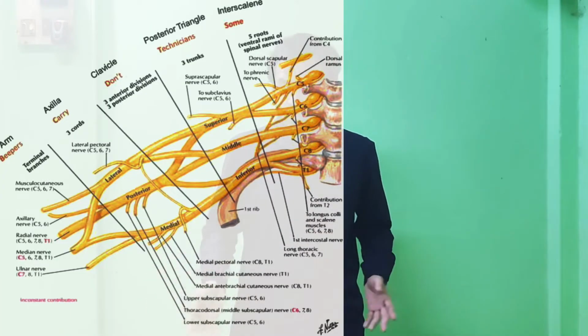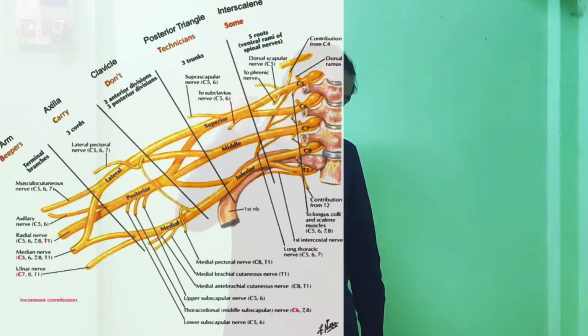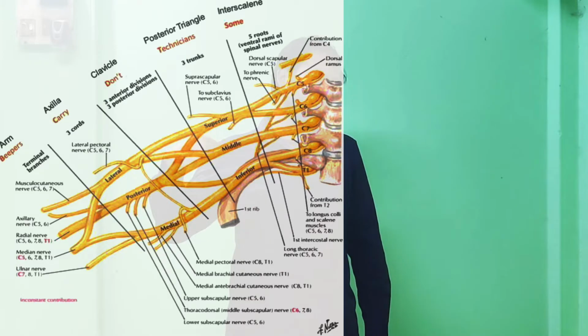So now I am talking about this photo. As you can see in this photo, this is a photo of the brachial plexus. As you know, this brachial plexus forms from the C5 spinal nerve to the T1 spinal nerve.